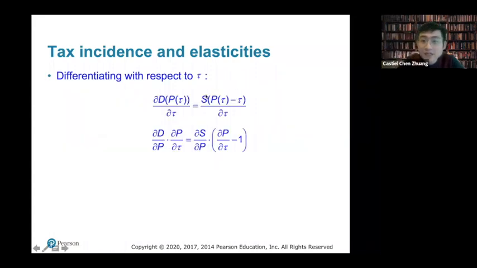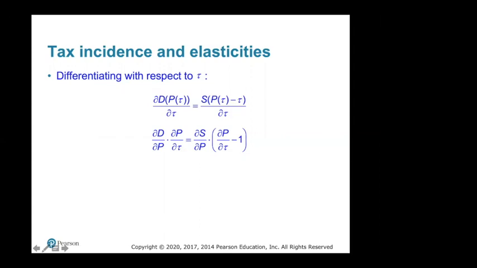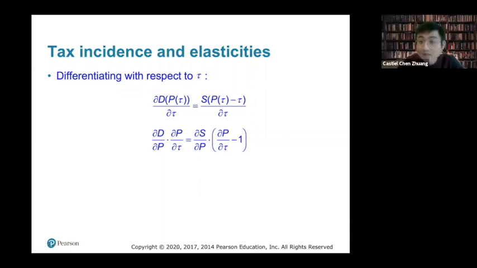The derivative of the function outside with respect to the function inside is ds over dp. And then you also need to take the derivative of the function inside, which is p tau minus tau, with respect to tau. So you do that, you have two terms. The first term is p, the second term is negative tau. When you take the derivative of p with respect to tau, it's dp over d tau. And for the second term, you get -1. So that's how you get this part.